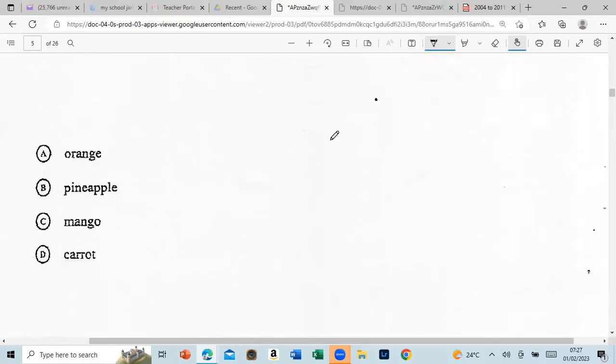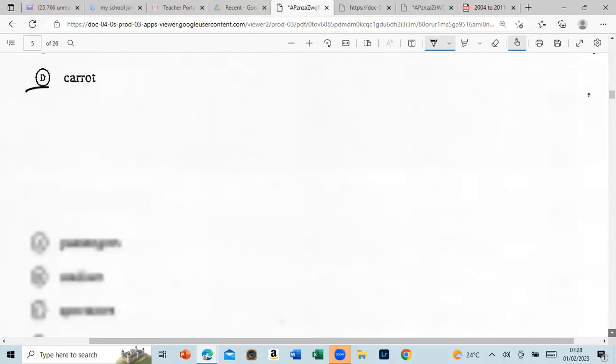All right, so you have orange, pineapple, mango, carrot. The fruits are orange, pineapple, and mango, and carrot is a vegetable. All of them can make juice. I love all of them.